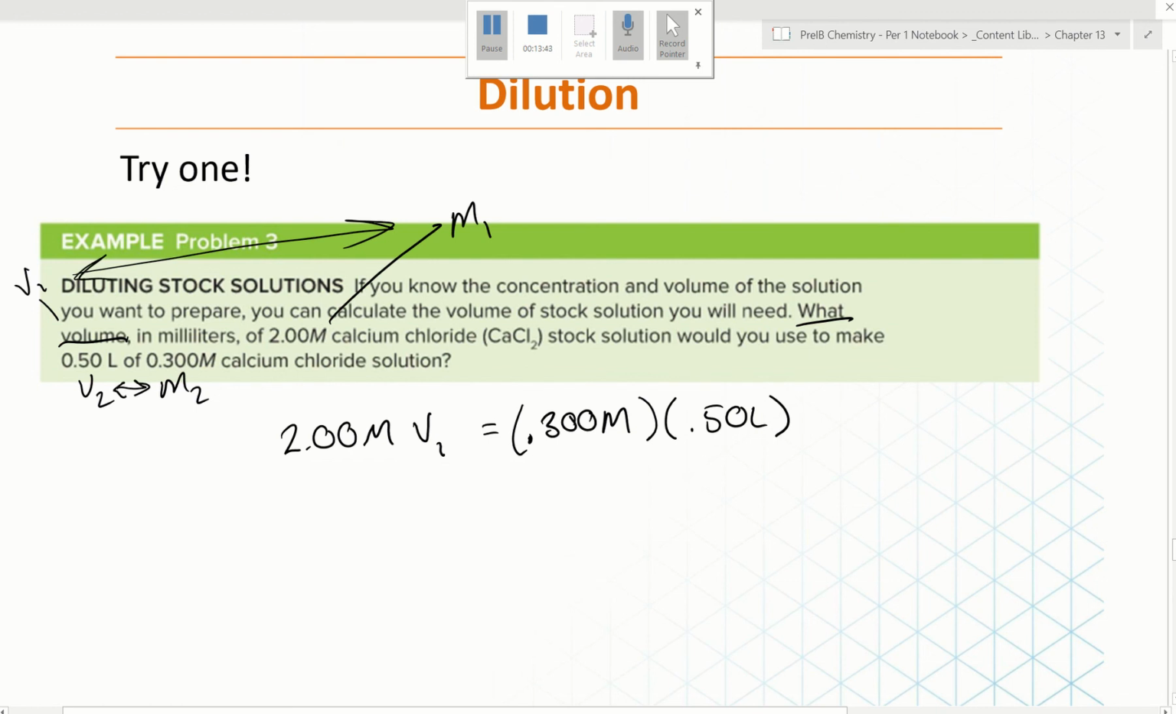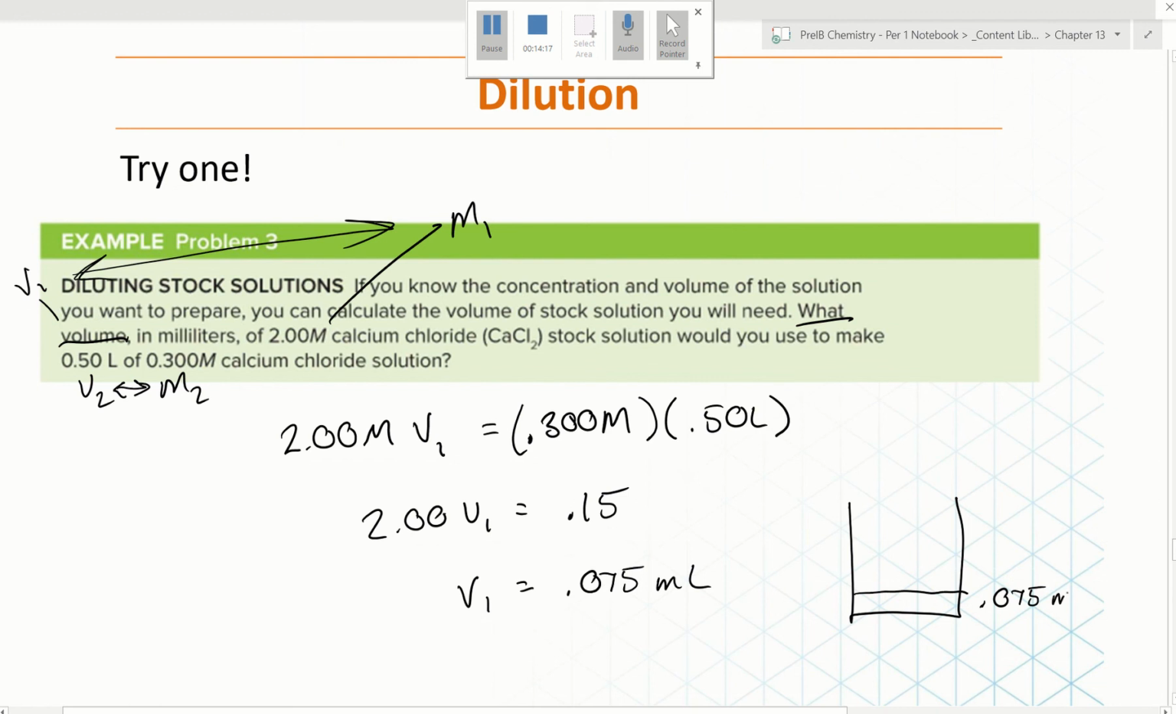And so you can see in the equation that I've written here. So we're going to solve 0.5 times 0.3. So we get 2.00 V1 equals 0.15. We divide by 2, so V1 equals 0.075 milliliters.